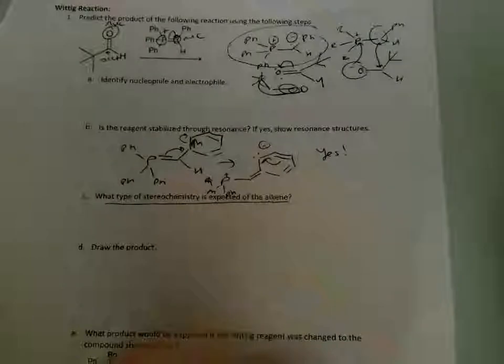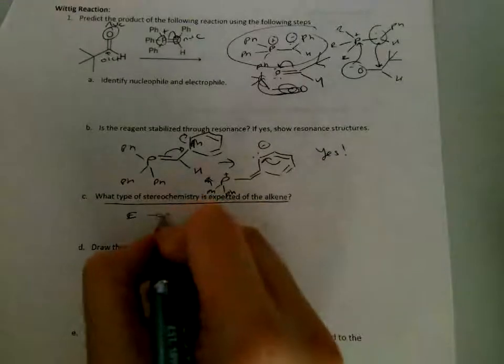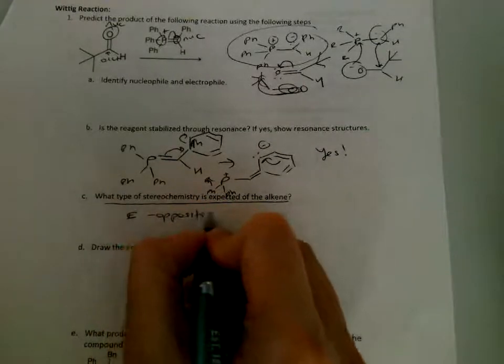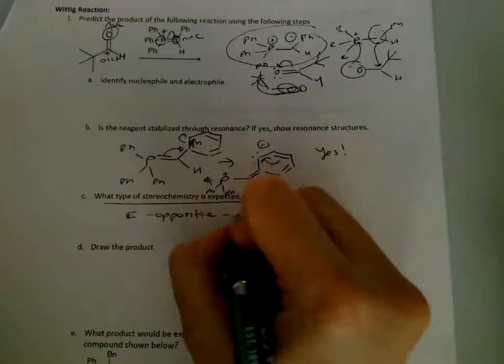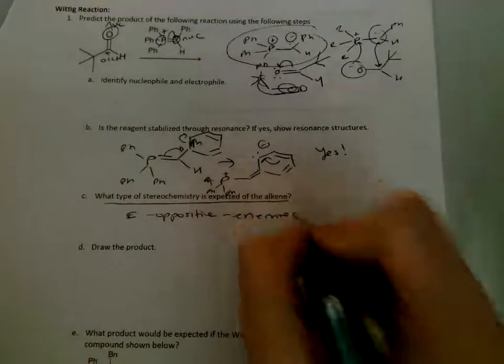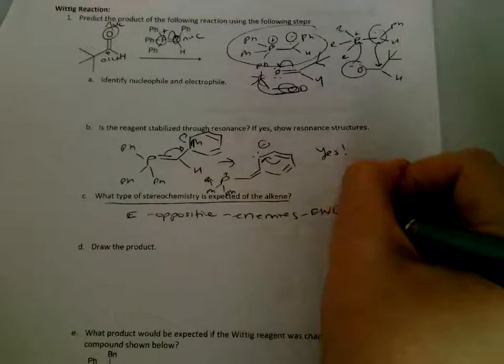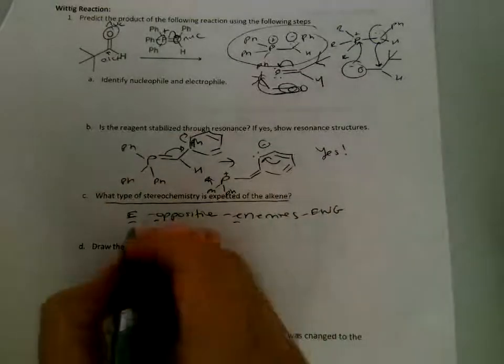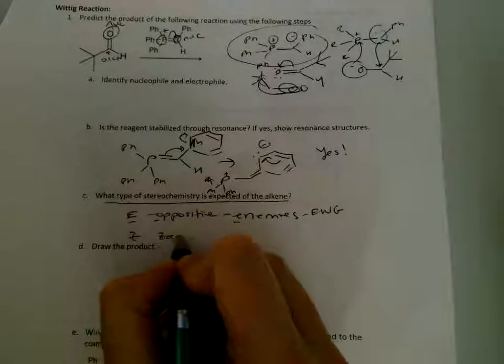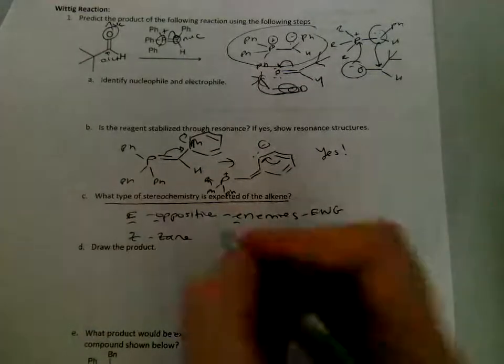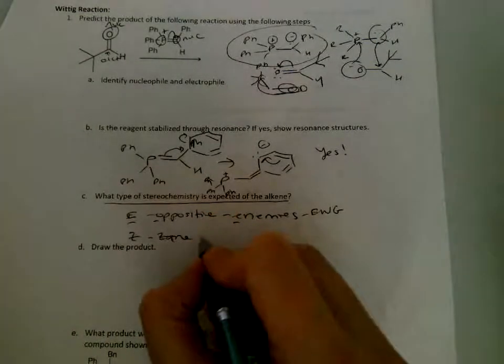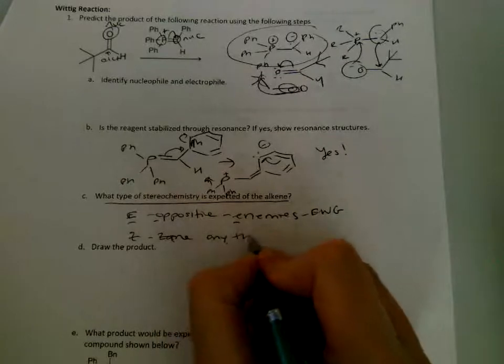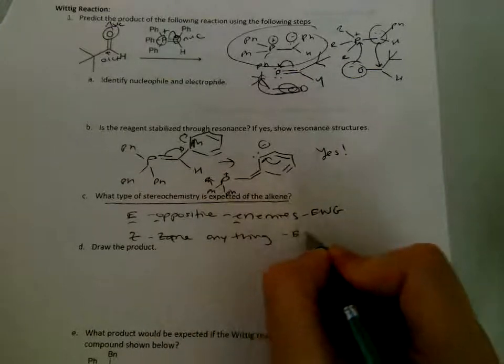What type of stereochemistry is expected on the alkene? So we see E stereochemistry, which means opposite, or E for enemies. I really like that. Whoever said that, I spelled opposite wrong there. If there's an electron withdrawing group, E, opposite, enemies, I like that. And then Z, I always think "zame" because Z and S kind of look similar, same. If you have anything other than an electron withdrawing group.